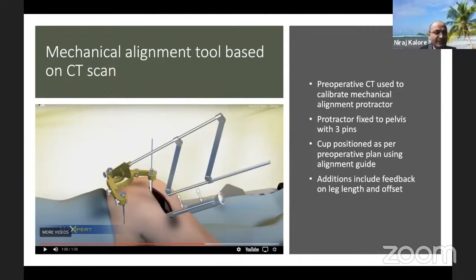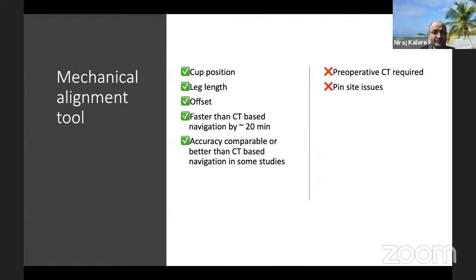There are some additions that have been made to it where you can additionally measure leg length and offset. So at this time, this simple technique can actually give you leg length, offset, cup inclination, cup version, but no feedback on sizes. This is of course faster than CT-based navigation by nearly 20 minutes. Accuracy is comparable to CT-based navigation in some studies, but it does require a preoperative CT scan. It does not have as many pin site issues, but it does have some pin site issues.